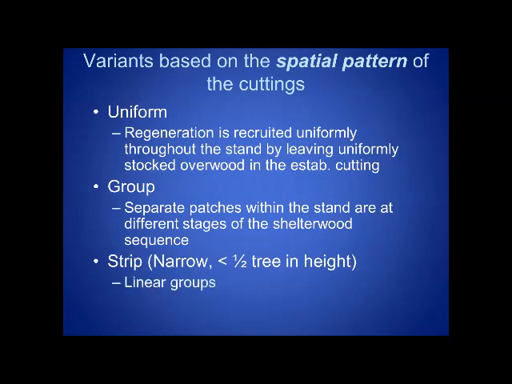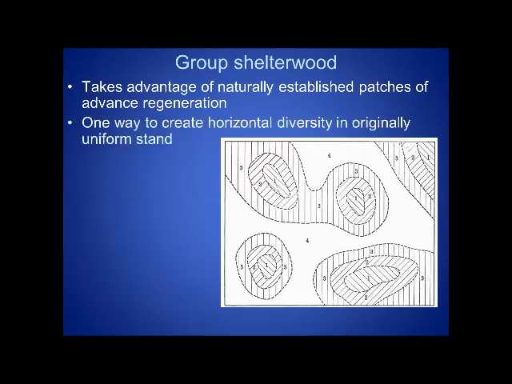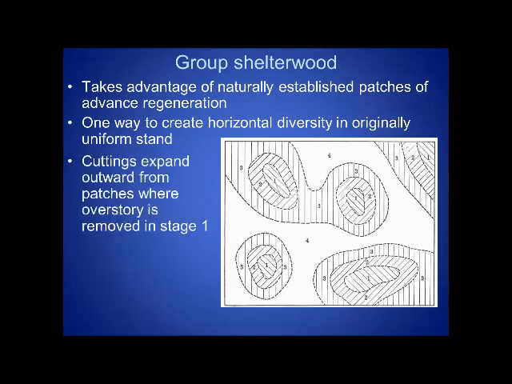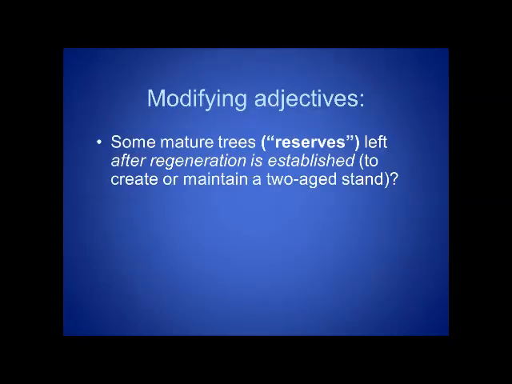So uniform or group. Group shelterwood has been in the silviculture books, actually until the most recent edition. They took it out for some reason. But it was in the first edition of Hawley and Smith, and there it is. Basically, you just take advantage of naturally established patches of advanced regeneration, the ones in the diagram here, and then gradually expand these outward over time with a series of establishment cuttings followed by removal cuttings until the whole stand is regenerated.